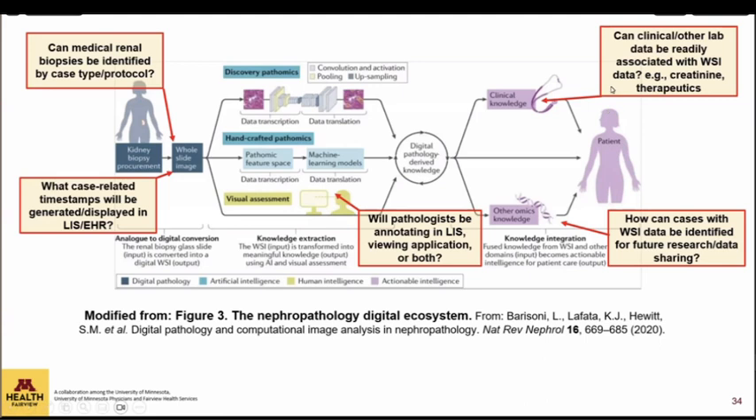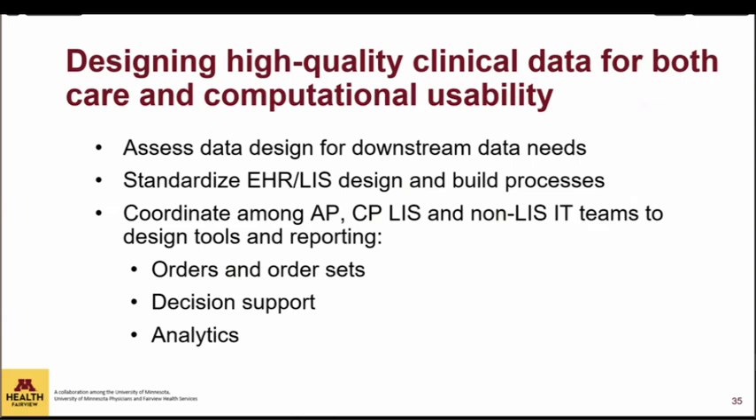And I mentioned before, can we associate clinical or other lab data with our whole slide imaging data? And even in a case where we may not have all of our pathology specimens that have whole slide images, which is the case for most systems today, including us, how are we going to be able to identify those that do contain that data for future research and data sharing? So these are all things about thinking about how this could be implemented in a practical way so our LIS build can capture future data needs.